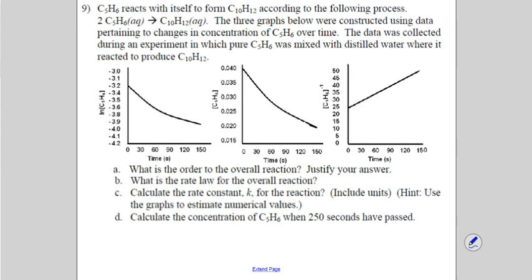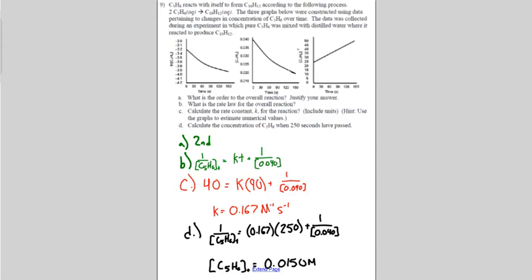calculate the concentration. So I want you guys to pause this video, try it out yourselves, see if you can solve A, B, C, and D, and then I'll show you guys the answer. So I'll give you guys a 5-second countdown. Please pause before that. So 5, 4, 3, 2, 1.